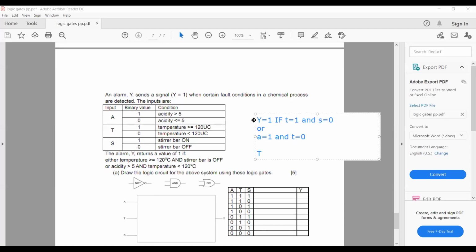So after finding this very easily, you can make it happen: T dot S dash plus A dot T dash. I think most of you have put the correct answers here. Yes, good.